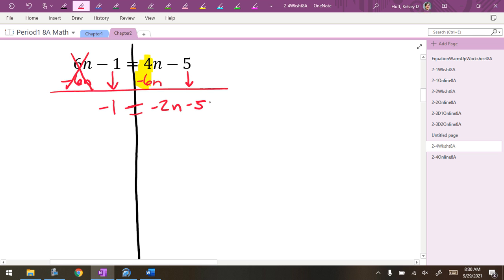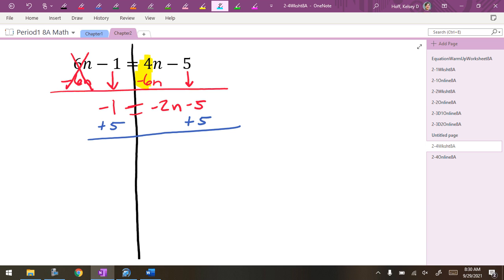This looks like what you just took a test on now, right? If I cover up negative 2n, Caitlin, what do I need to get rid of? Shh, I didn't ask anybody else besides Caitlin. If I cover this up, what do I need to get rid of? How do I get rid of negative 5? Very good. So on this side, I'm going to write plus 5, and on the other side, plus 5.